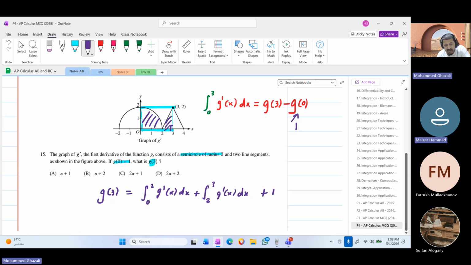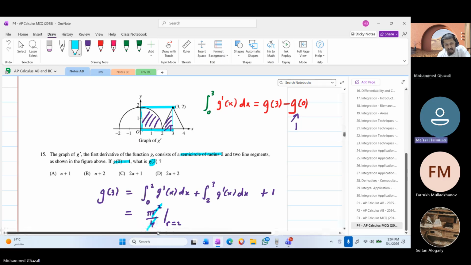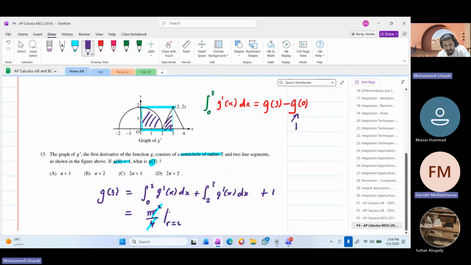Now this is just pi r squared divided by 4, when r is equal to 2. So 2 squared is 4, and 4 over 4 cancels out. So the answer is pi, plus 1.